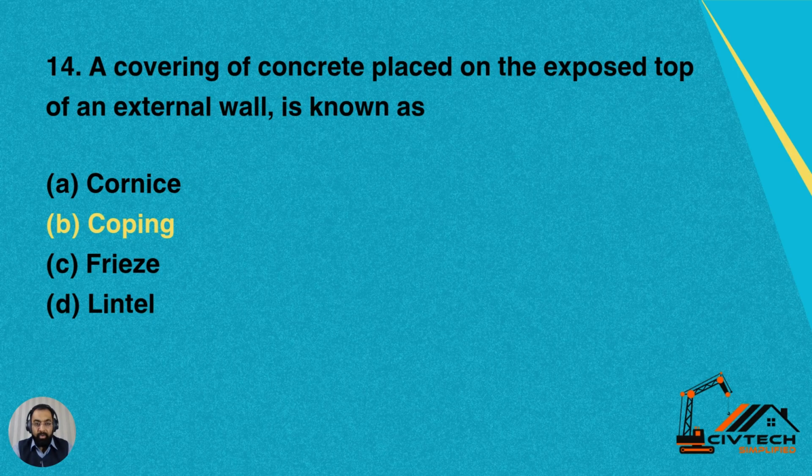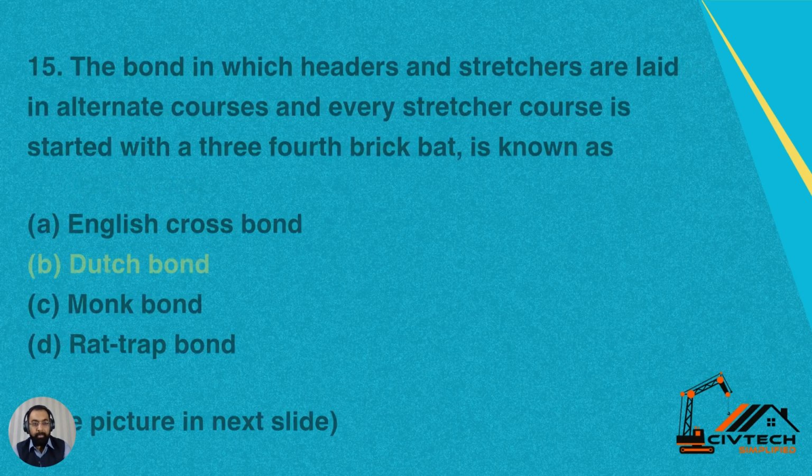Number 14. A covering of concrete placed on the exposed top of an external wall is known as. We provide a covering of concrete at the exposed top of an external wall, the wall which doesn't have any further structure, it has already ended at the top. So we provide a small layer, similar to DPC, called a coping at the top of that wall. So yes, option B is correct, which is coping. Options available for this question were A, concrete, B, coping, freeze, and lintel.